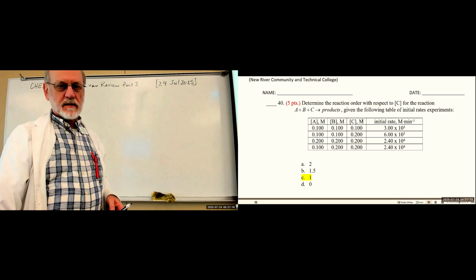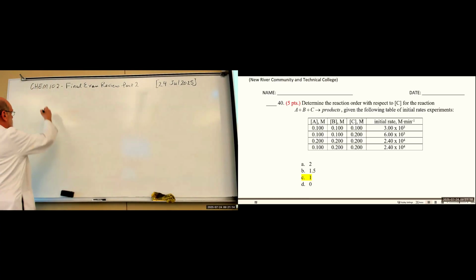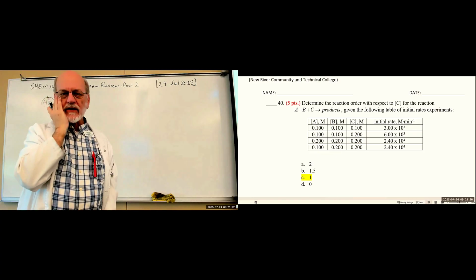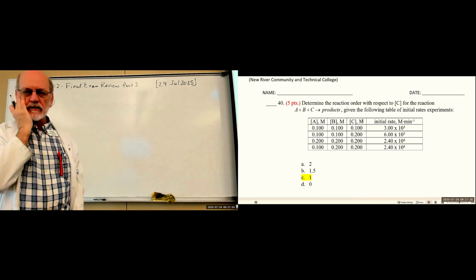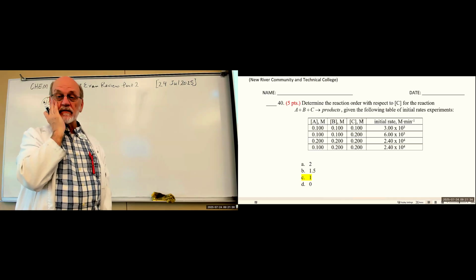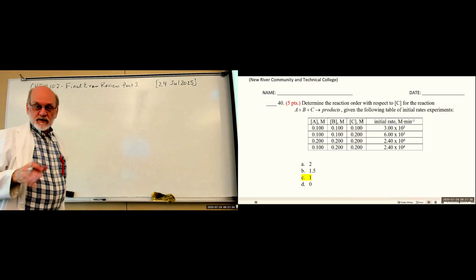All right, next. It must be number 40. Determine the reaction order with respect to C for the reaction A plus B plus C equals products, given the following table of initial rates. Okay. This is an initial rates experiment.